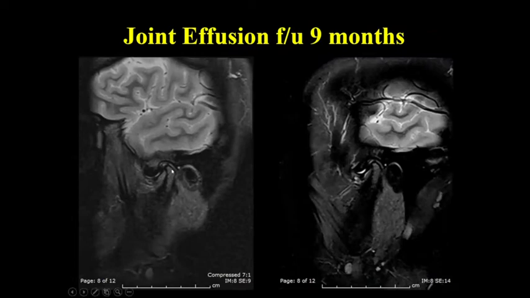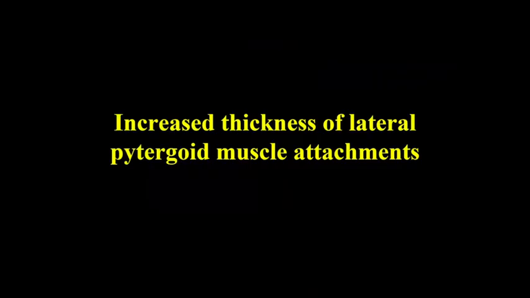Another patient initially with very little, if any, fluid within the joint space, and then over 9 months, we can see this joint effusion that has developed. Increased thickness of the lateral pterygoid muscle attachments.